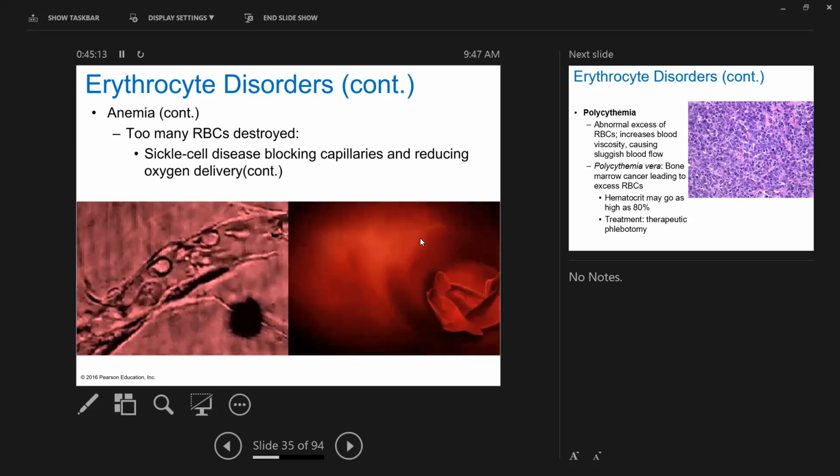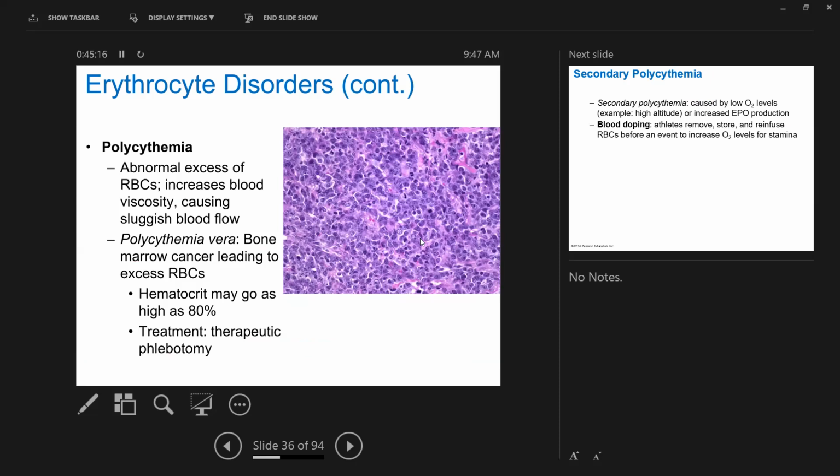Okay, let's go on. Now, here's another condition known as polycythemia. Instead of underproducing hemoglobin, like in conditions resulting in anemia, here we have an overabundance of red cells. It is a malignancy in the bone marrow. It is sort of like the counterpart to leukemia, where leukemia overproduces white cells and not enough red cells. Here we're overproducing red cells and not enough white cells.